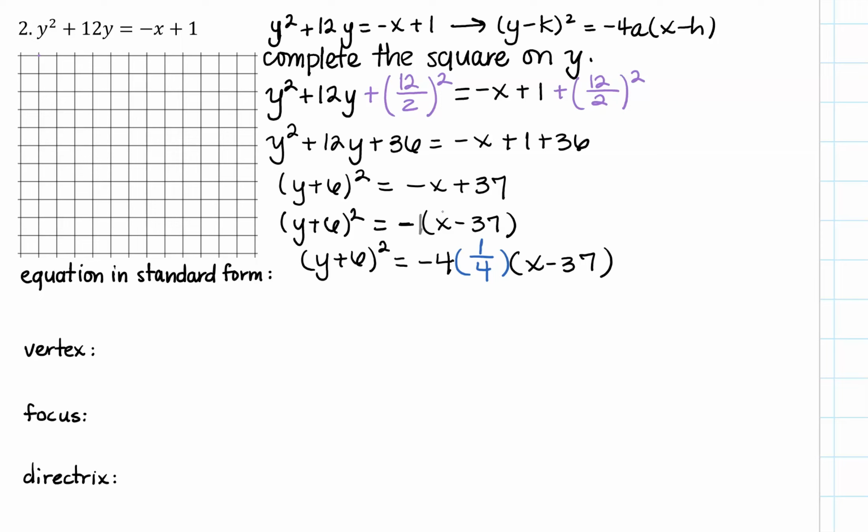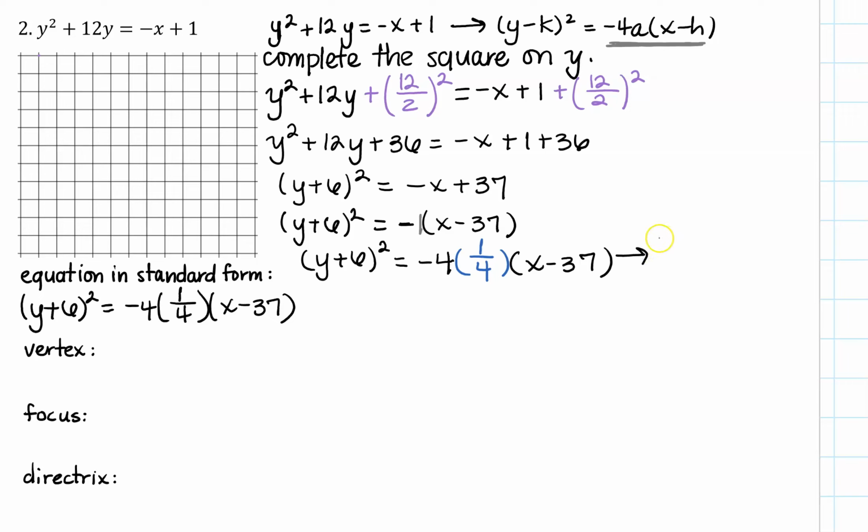And so I have not changed the problem, and I have made it match the right side of the standard form. So now we have our equation in standard form. It is y plus 6 squared is equal to negative 4 multiplied by 1/4 multiplied by x minus 37. From this equation, I can read off a lot of information.